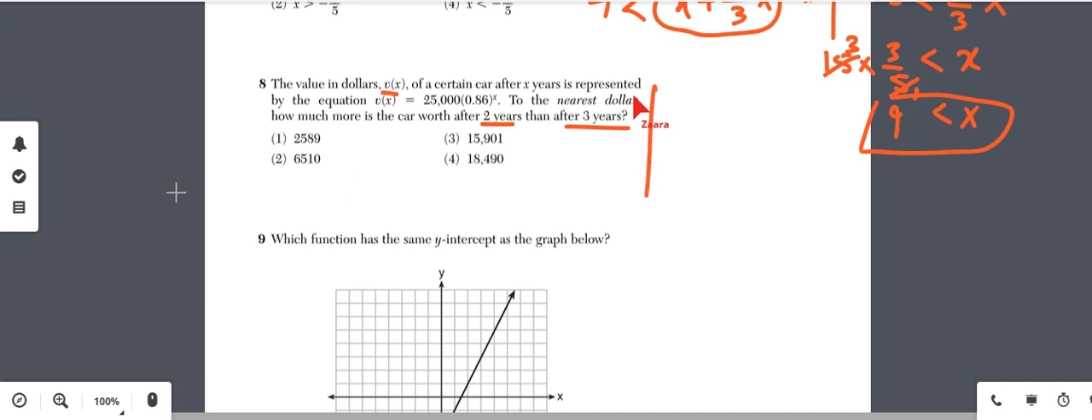Do you have your calculator? Well, it's going to arrive tomorrow. Okay.